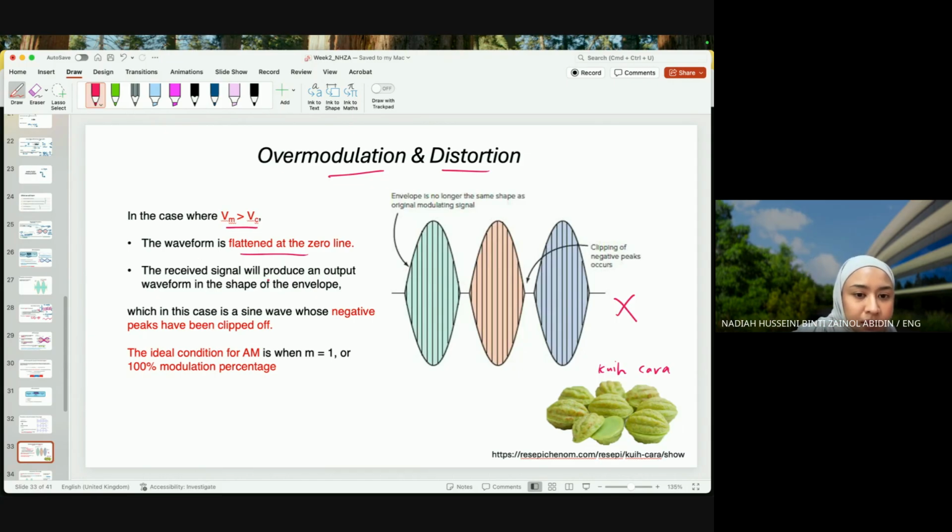So the received signal will produce an output waveform in this form, which is wrong. I cannot emphasize this enough. This is wrong. If you see it, it is not good. So the ideal condition for AM is when M equals 1, or 100% modulation percentage. We have not covered this yet. We will in a bit.